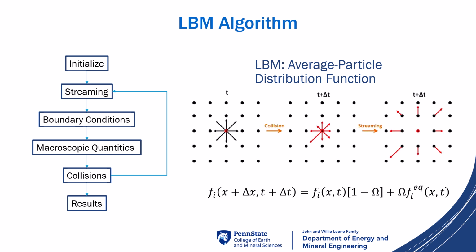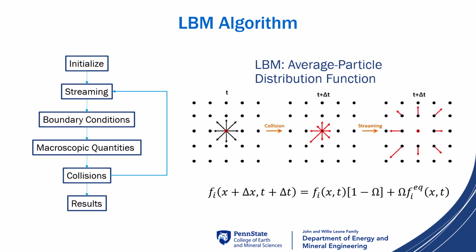In each step, particles start by streaming along their lattice directions to neighboring nodes in the streaming step. Boundary conditions are then applied to handle interactions at walls, inlets, outlets, or periodic edges. After streaming and boundary enforcement, the macroscopic quantities like density and velocity are recalculated at each node by taking moments of the distribution function.